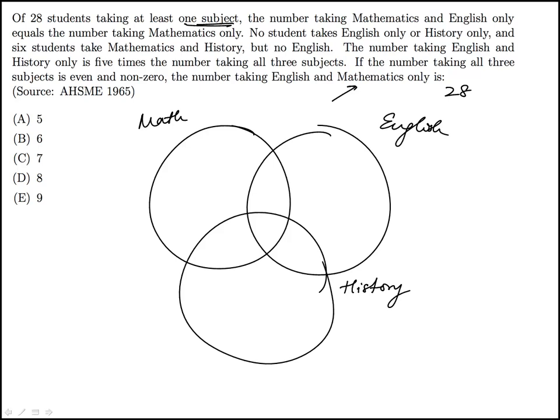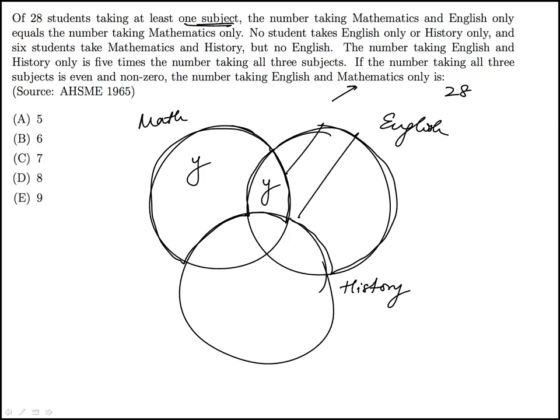And then we're given that the number taking math and English only, so that would be this region, equals the number taking mathematics only, which is this region. So I'm going to call it some variable, let's just call it y. So these are both y. And as a rule, I only represent the quantity that describes that particular region. So when they say English only, that would be this region here. And I think that way you just have to add the different regions to get the total or any other quantity that you need to find.